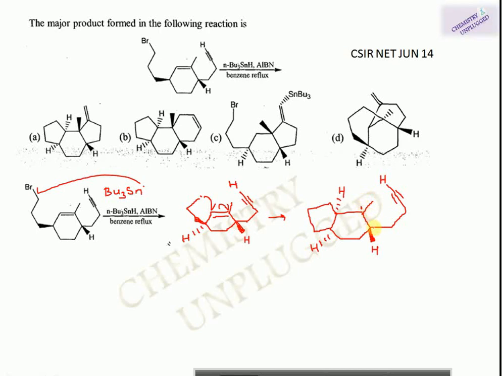Now this radical will combine with the triple bond to form a double bond, and because this hydrogen is above the plane, this group will be below the plane, and the radical will also attack from the side below the plane, and the methyl group will be above the plane. So this will be the structure, and it is the final compound.